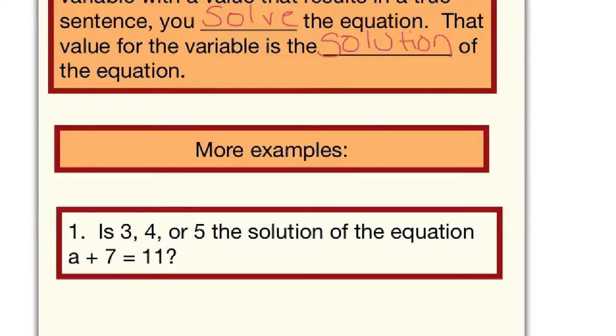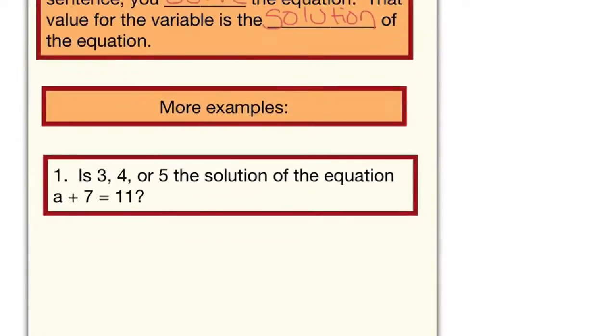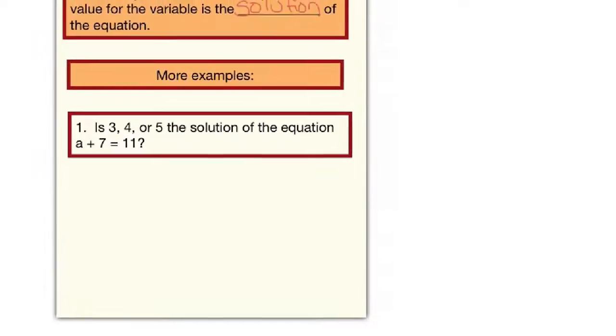Now, sometimes you will be given a problem where you are given some choices for solutions. So let's look at this first example. Is 3, 4, or 5 the solution of the equation a plus 7 equals 11? Okay, you are given 3 choices. You have to figure out which is the right one. In order to do this, you should not simply guess. You should test them and try them. So let's go ahead and try them out.